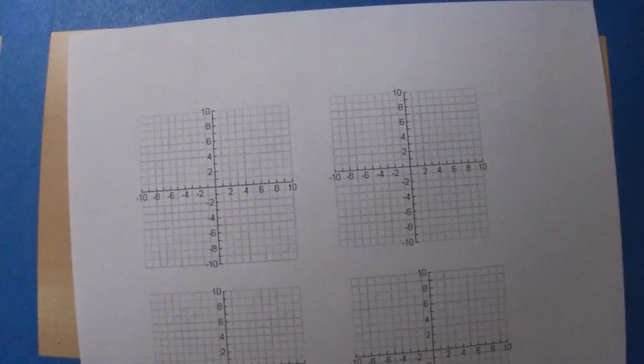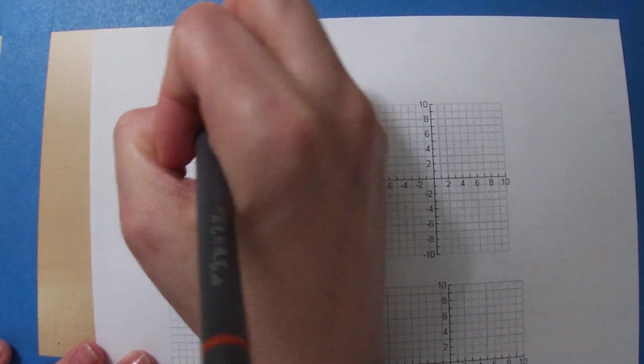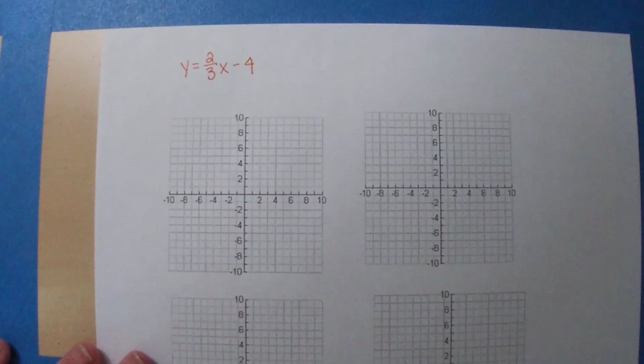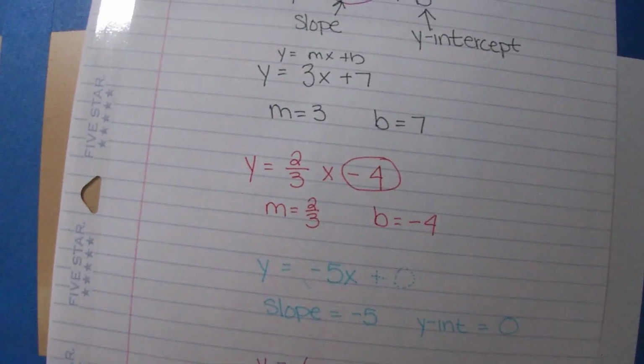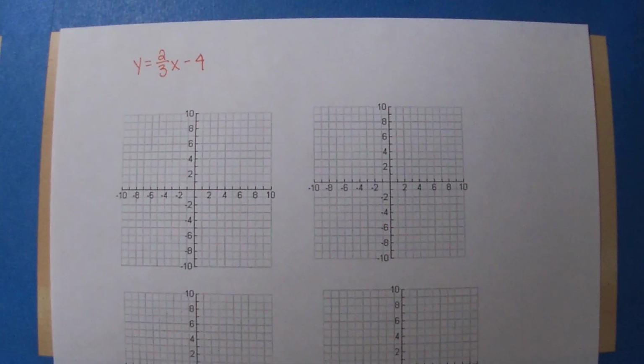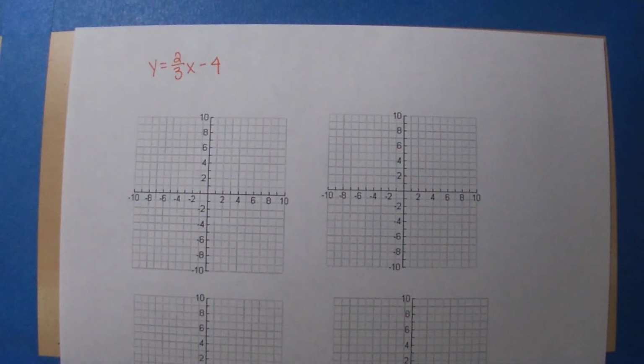So let's say that we want to graph y equals 2/3 x minus 4, which is actually that same equation we had over here in our notes. So again, if you didn't print out this paper, just pause the video for a second and draw yourself a quick 10 by 10 graph.